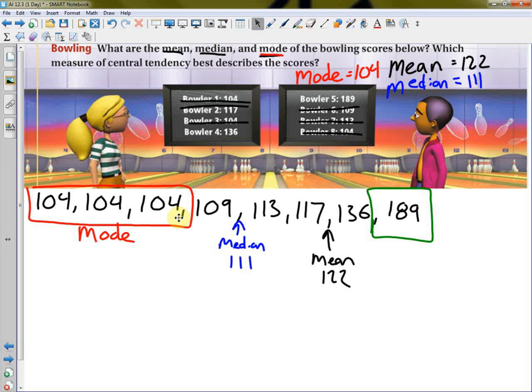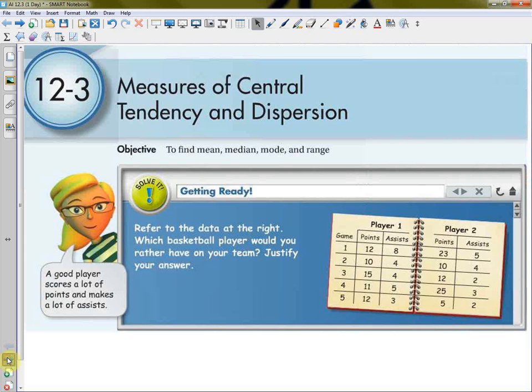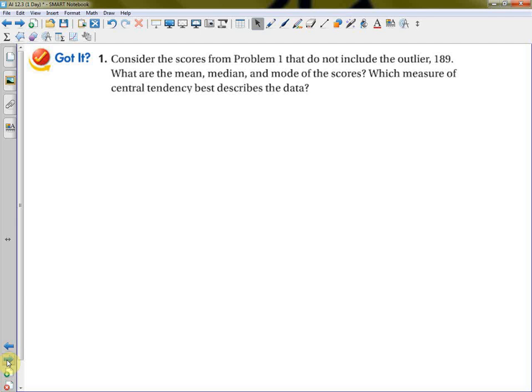All right, so that's mean, median, mode, which measures the central tendency. Here's one for you to try. Same scores from problem 1, but we're not going to include the outlier of 189. We're not going to include the really good bowler.